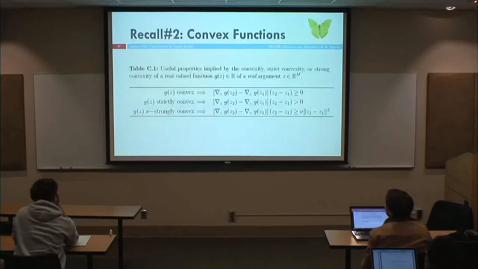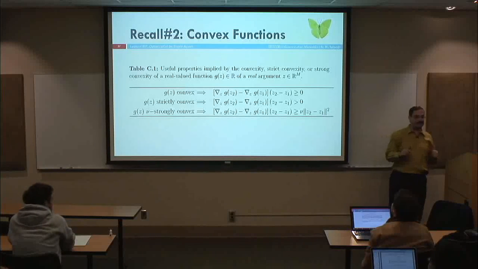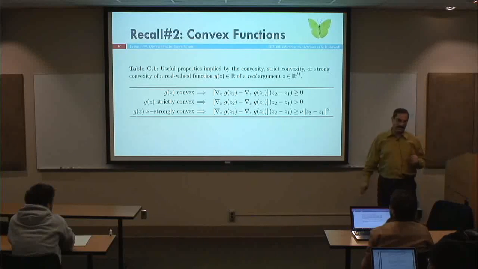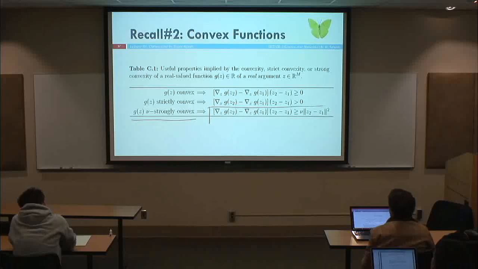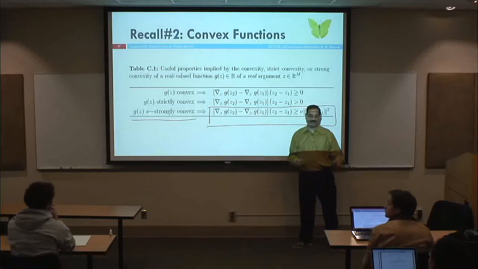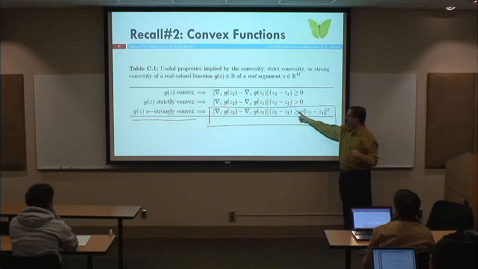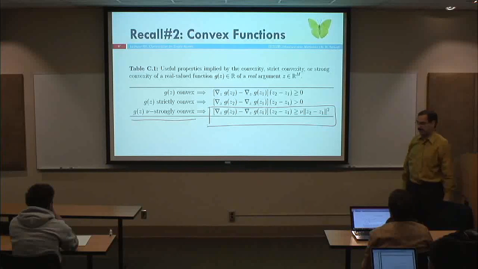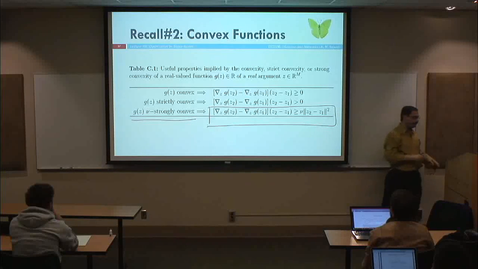So let's go to the first proof. Again, I'm going to remind you of a result we established before. I'm only interested in the last line in this table. If a function is strongly convex, I showed you that this implies that this inner product between two different points and the gradients at these points is always larger than or equal to the norm squared. We showed this. This was one of the properties of strongly convex functions. So I'm just reviewing it, recall number 2. I'm going to use it in the proof now.